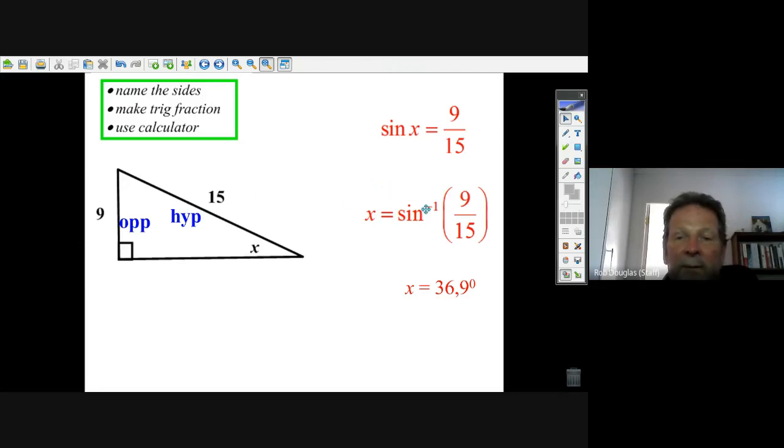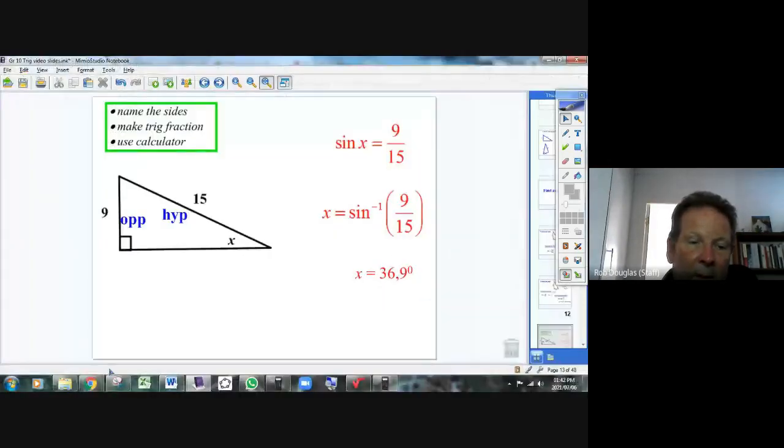Then you go shift, sine, and you'll see a little sine with a -1 in the top. Shift, then sine, then put in this fraction, then press equals, and you'll get 36.9 degrees. That's your answer. Okay, so I hope that helped.